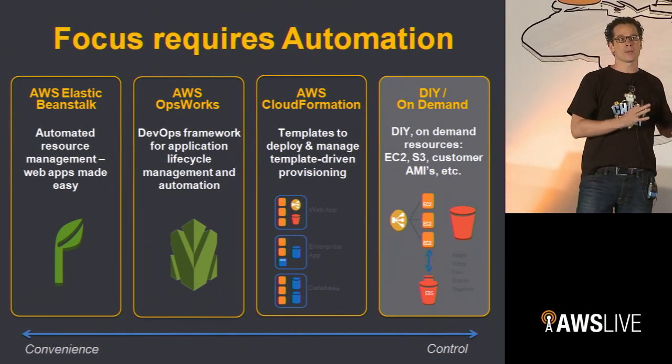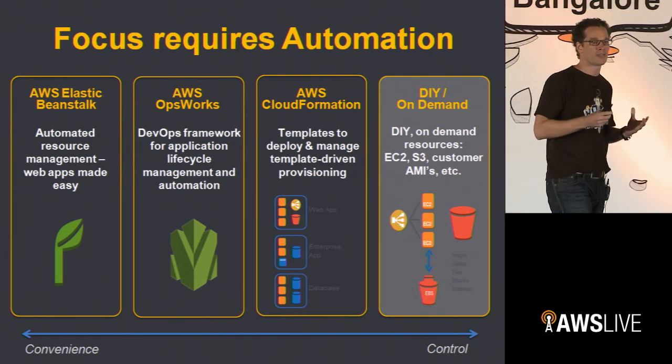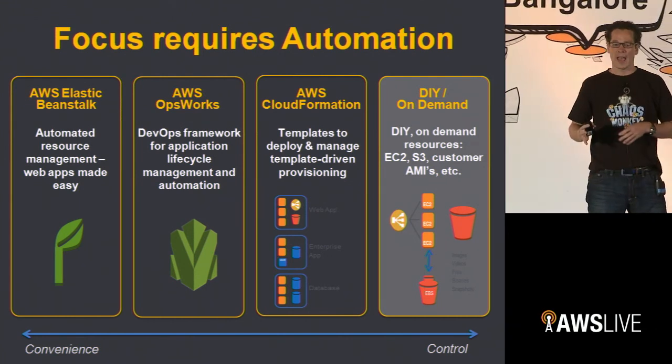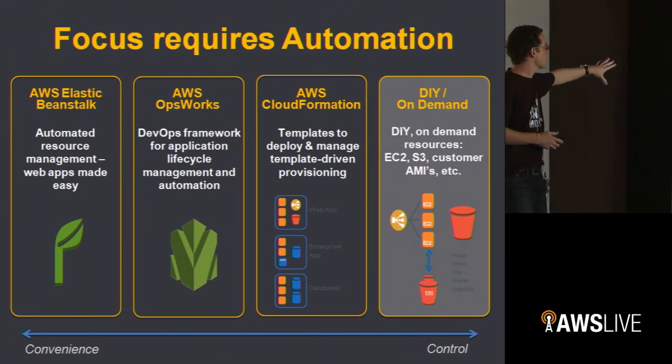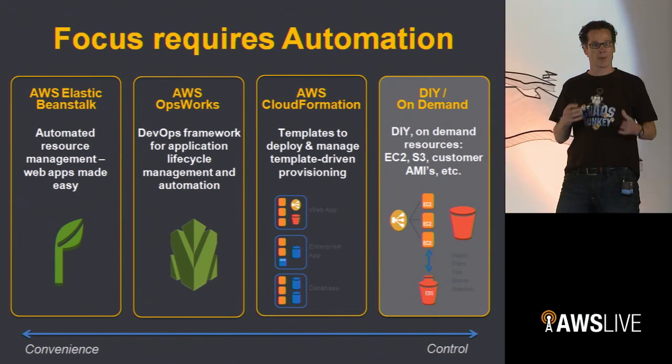Moving a bit further, you have something like OpsWorks, which we launched not that long ago, which is basically a Chef framework for application lifecycle management. And then all the way to the other end, we have Elastic Beanstalk, which is basically an automated resource management. It's really web apps made easy, a sandbox for your web apps.